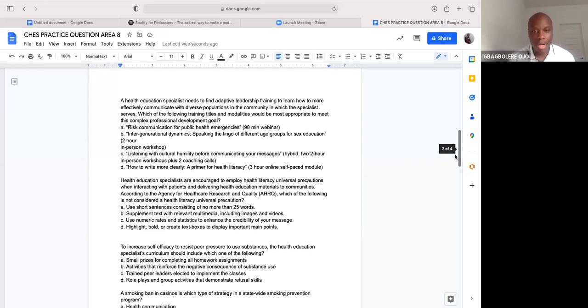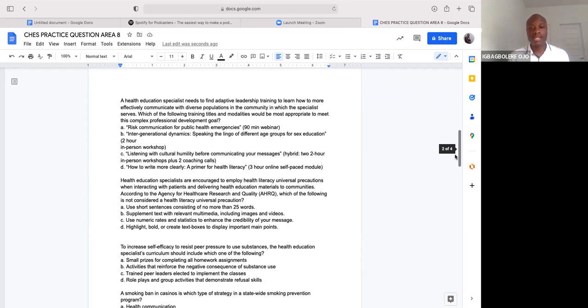A health education specialist needs to find adaptive leadership training to learn how to more effectively communicate with diverse populations in the community in which the specialist serves. Which of the following training titles and modalities would be most appropriate to meet this complex professional development goal?